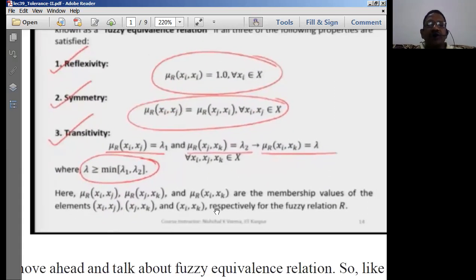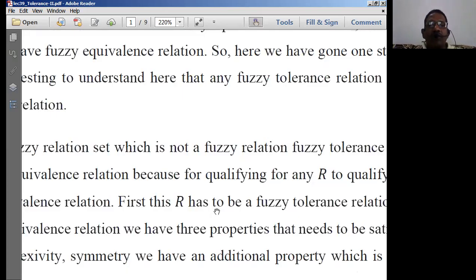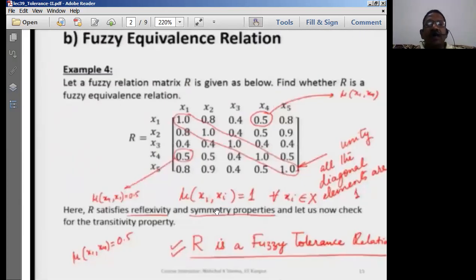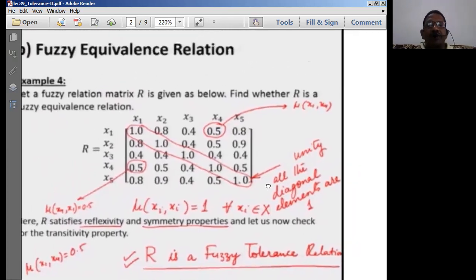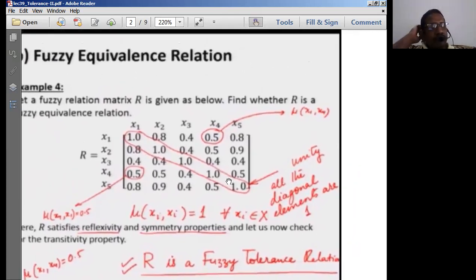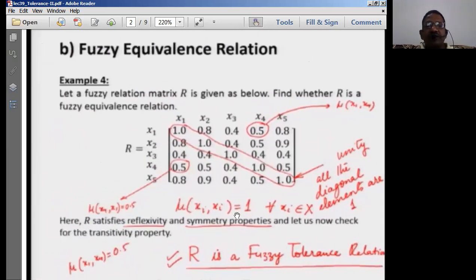Okay, so let us try to do this problem now. Imagine there is a fuzzy relation given to us as something like this. Now see the diagonal elements: they are all going to be 1, 1, 1, 1, 1. Since there is unity in all the diagonal elements, this is known as the reflexivity property. It is satisfying the reflexivity property.